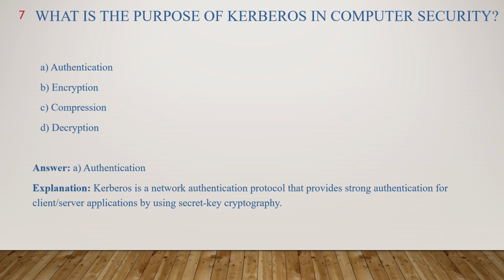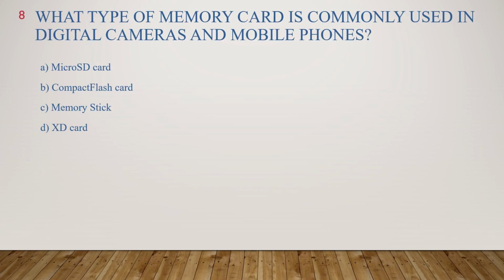Why the other options are incorrect? B. Encryption. While Kerberos does use encryption as part of its authentication process, its primary purpose is not encryption itself, but rather authentication. C. Compression. Kerberos does not involve compression. Its focus is on authentication and not data compression. D. Decryption. Kerberos does use decryption as part of its authentication process, but its primary purpose is not decryption itself, but rather authentication.